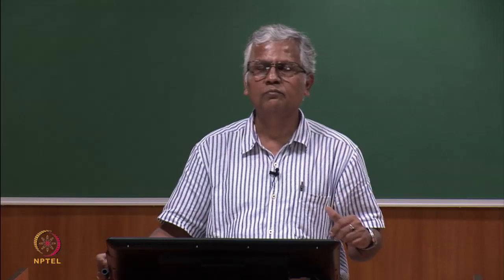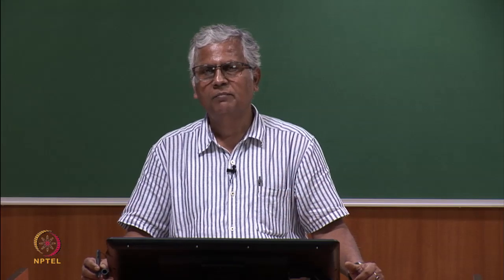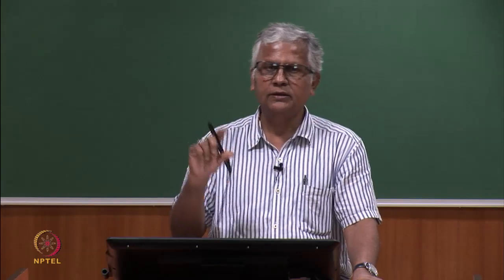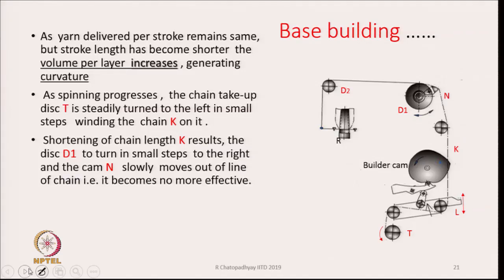Suppose the length is 5 meter, and we want to wind it in one full stroke, but the 5 meter is wound on a lesser area of the bobbin, because the ring rail is not moving to the fullest stroke length. Therefore, if I want to wind the same yarn on a smaller surface, the thickness is going to increase. Therefore, volume per layer is going to increase.